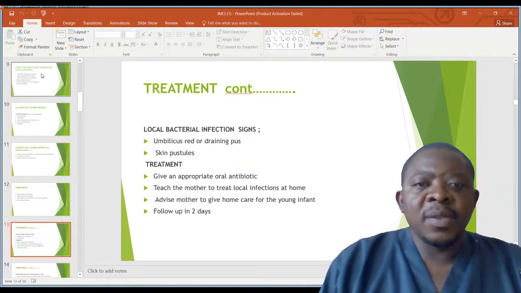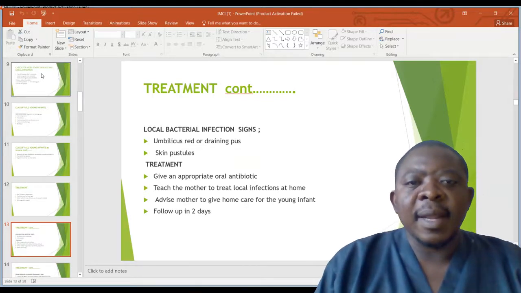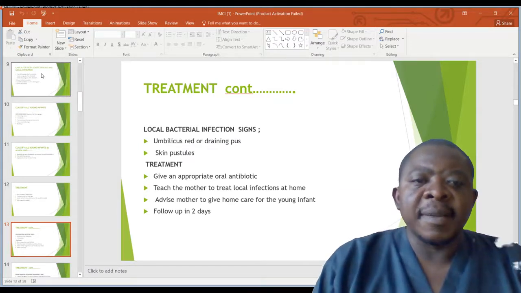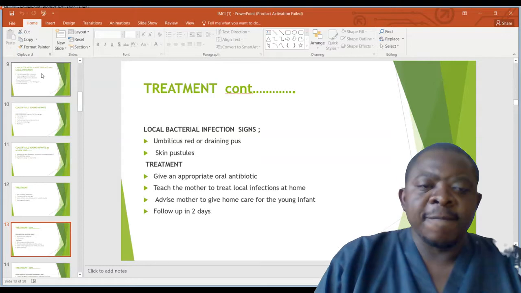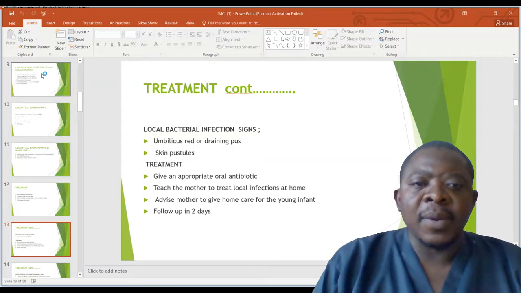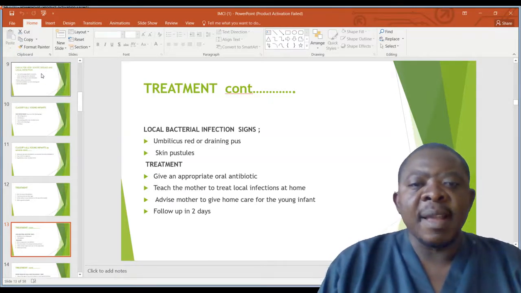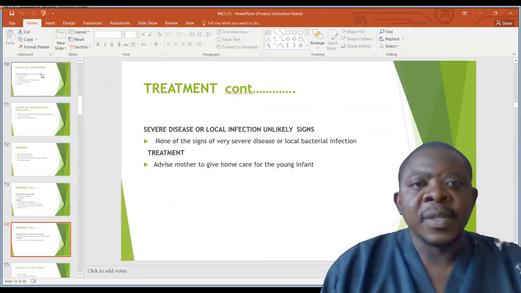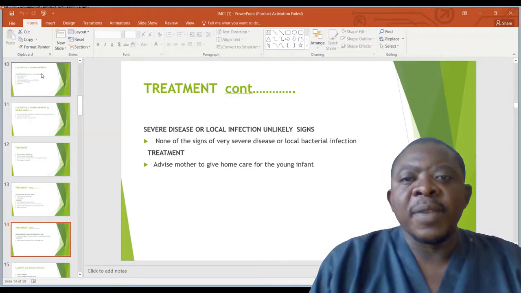Then local bacterial infection signs include the umbilicus being red or draining pus, or having skin pustules. Treatment involves giving an appropriate oral antibiotic, teaching the mother to treat local infections at home, okay, and advising the mother to give home care for the young infant. Then you can follow up in 2 days for severe disease or local infection.